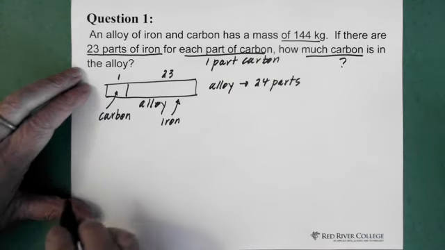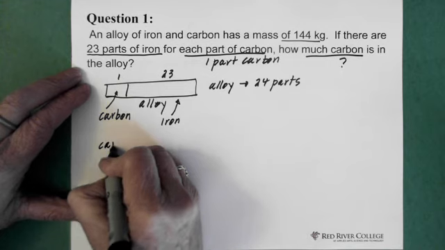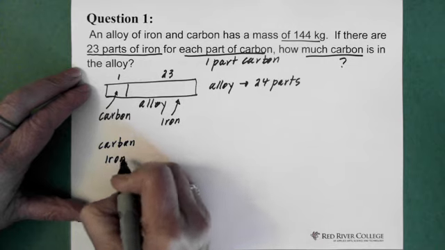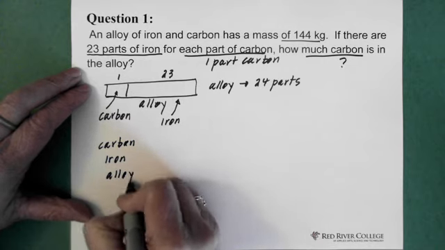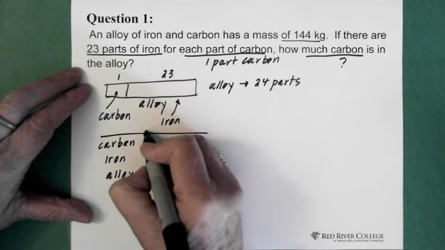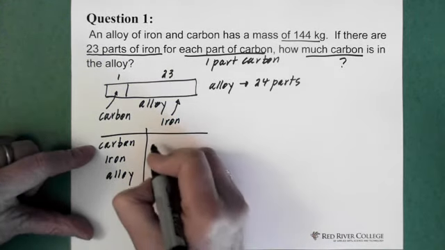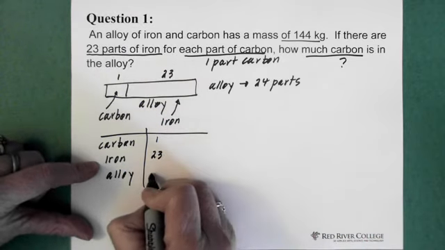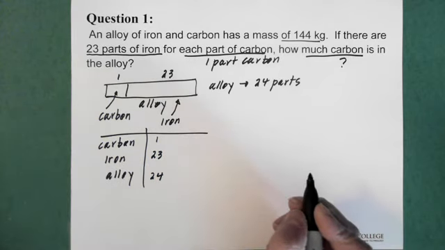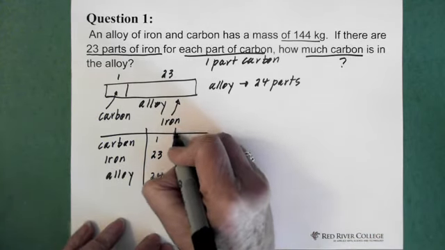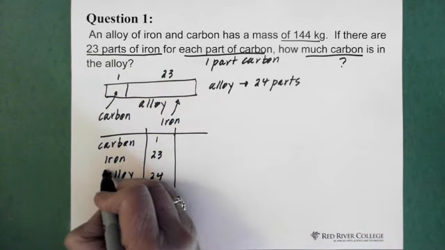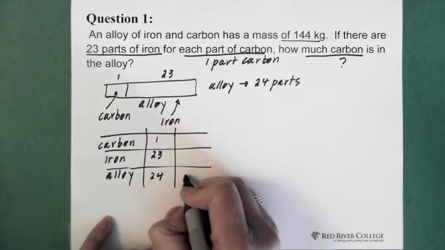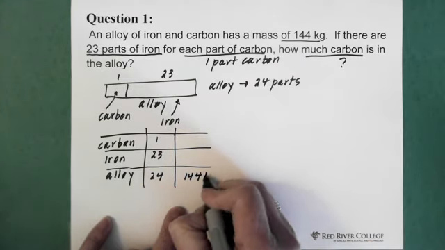Sometimes it helps to just put a little table together. Here we have carbon, iron, and alloy. When it comes to the parts, we have 1 part carbon, 23 parts iron, and 24 parts alloy. The other piece of information we have here is that the alloy is 144 kilograms.